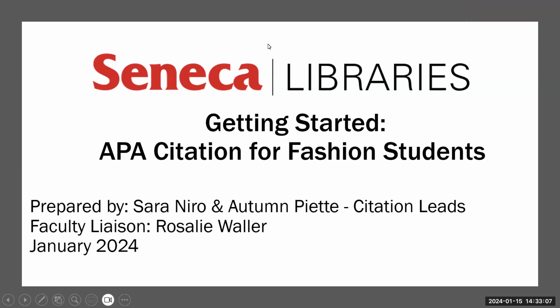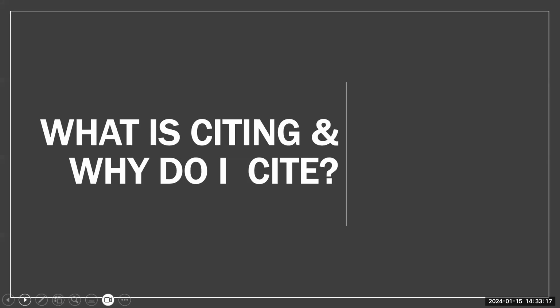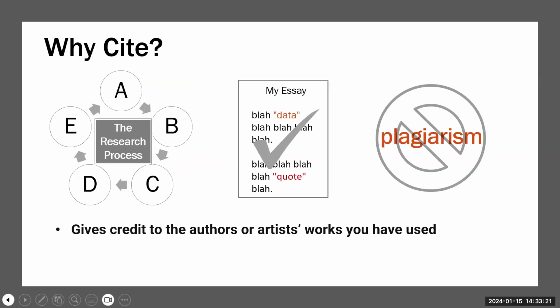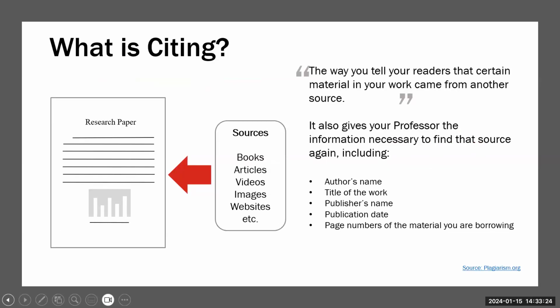Welcome to Seneca Libraries' APA Citation for Fashion Students. What is citing and why do we cite? Citing is the way you tell your readers that certain material in your work came from another source. When I say source, I'm referring to books, articles, videos, images, websites. You're also providing enough information for your professor in case they need to find that source again, perhaps for checking for accuracy. When you are citing, you need the author's name, title of the work, publisher name, publication date, and page numbers of the material if possible.